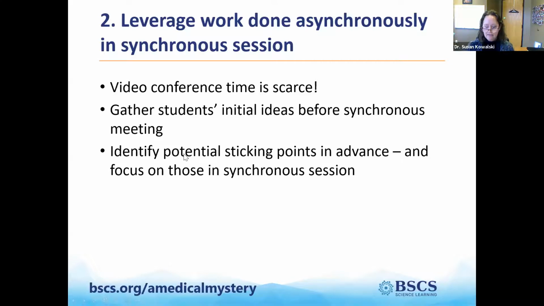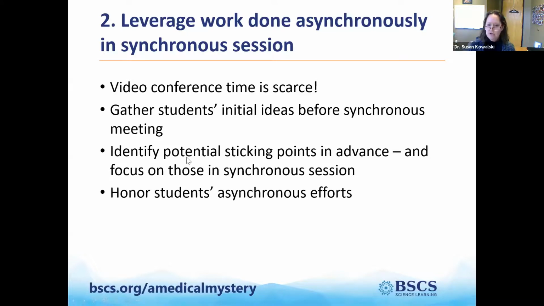And like I said, identify those sticking points in advance. And when you do that, when kids see that you're diving into their asynchronous work and pulling it forward into the synchronous session, they feel really valued, that the things that they're doing offline are contributing to the class culture.